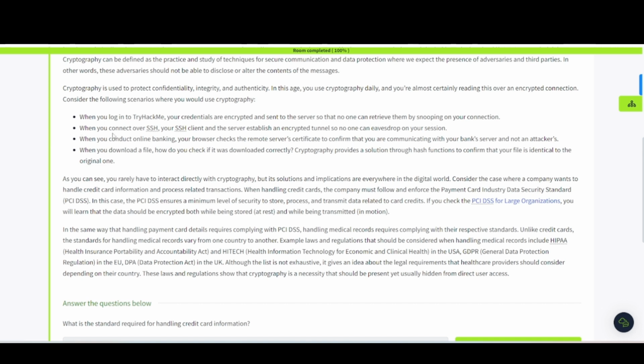So it's encrypted. When you connect over SSH, your SSH client and the server establish an encrypted tunnel, so no one can eavesdrop on your session, right? That's as opposed to Telnet, which is in cleartext, all right? So SSH is a lot more secure than Telnet, as we can see there. When you conduct online banking, your browser checks the remote service certificate to confirm that you are communicating with your bank's server and not an attacker's. When you download a file, how do you check if it was downloaded correctly? Cryptography provides a solution through hash functions to confirm that your file is identical to the original file.